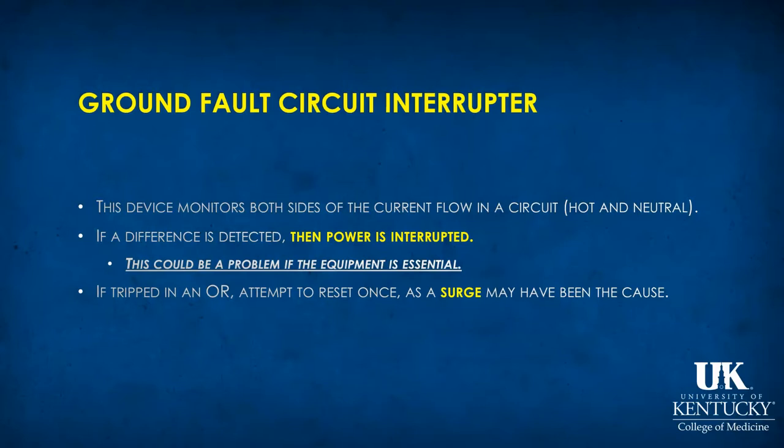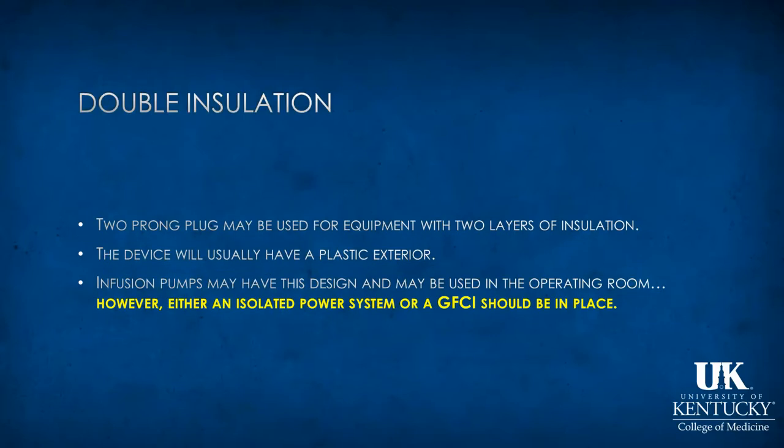This kind of equipment, this kind of ground fault circuit interrupter, is not usually found in operating rooms. However, if it is in an operating room and it is tripped, it is recommended to attempt to reset it once, as a surge in electricity may have been the cause.